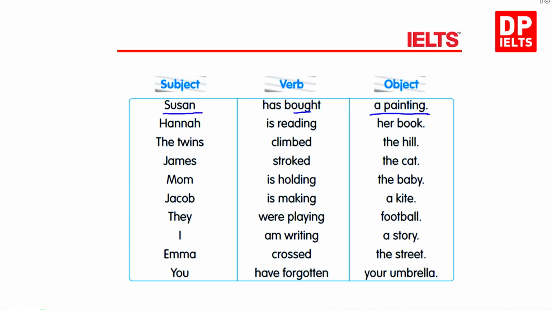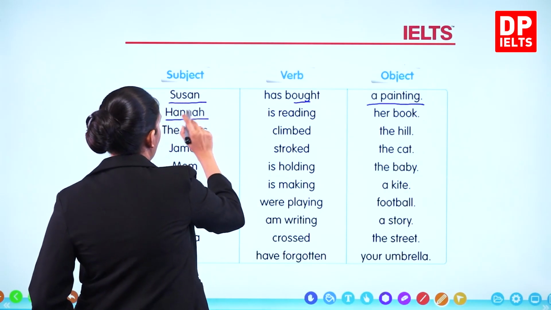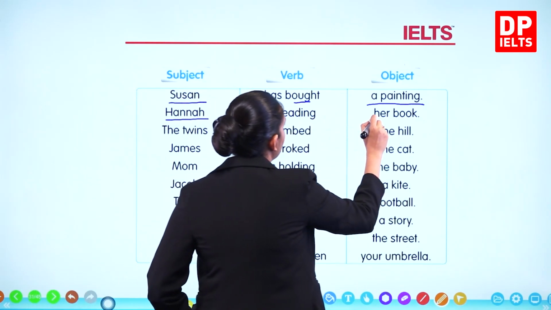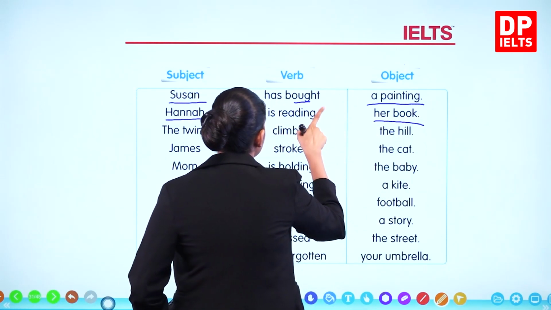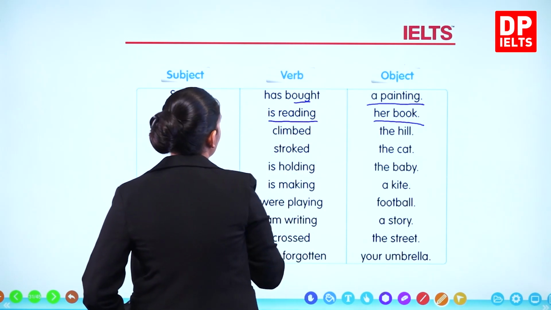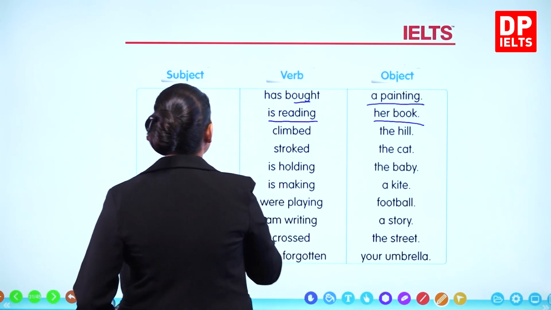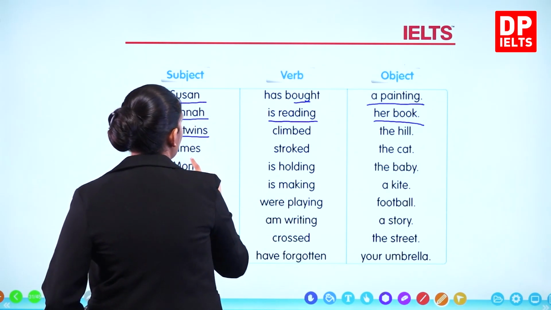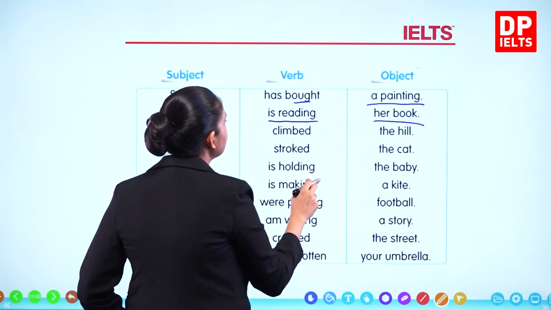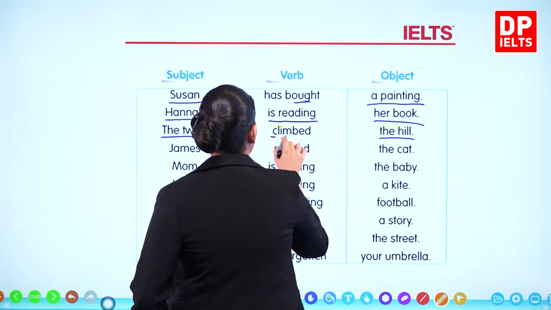Hannah is reading her book. Who is reading the book? Hannah. What is she reading? Her book. What is the action? Is reading. The twins climbed the hill. Who climbed the hill? The twins. What did they climb? The hill. What is the action? Climbed.